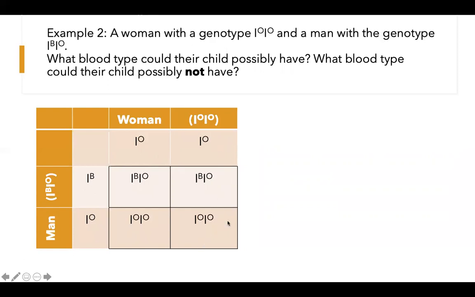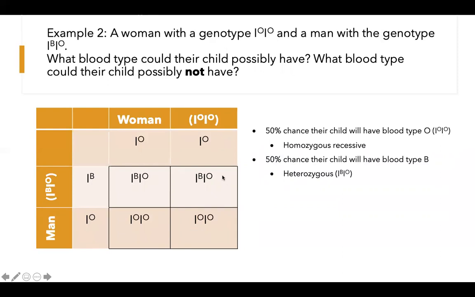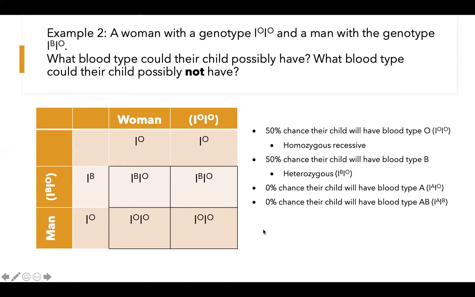So if you look at our results, there is a 50% chance their child will have blood type O. So that's on the bottom here, and that's homozygous recessive. And there's a 50% chance their child will have blood type B, but it'll be heterozygous. So their child will always carry this recessive trait, probably because the mom had two O's up here. It is impossible for their child to have blood type A because neither of the parents demonstrate any characteristics for blood type A. And there's a 0% chance their child will be blood type AB because the A is missing.